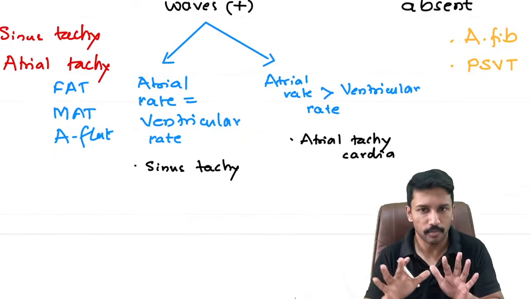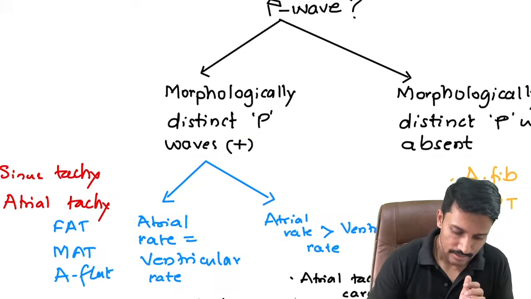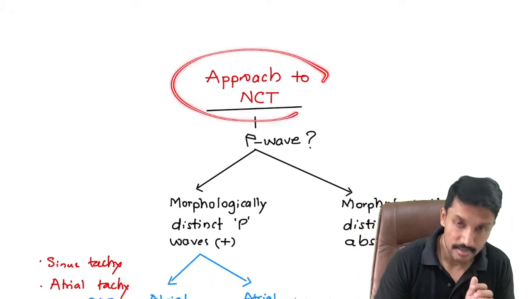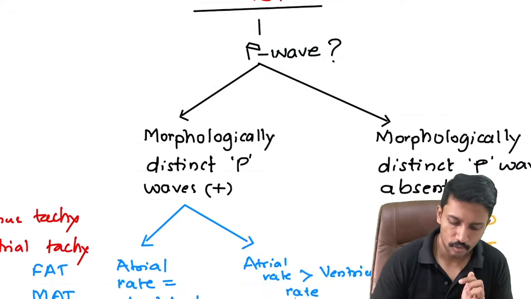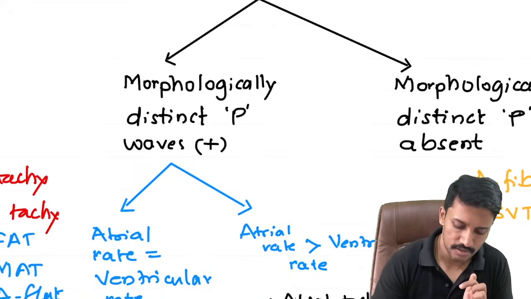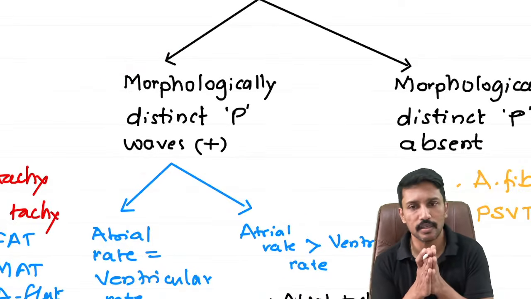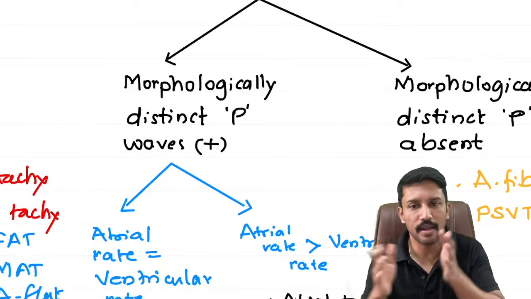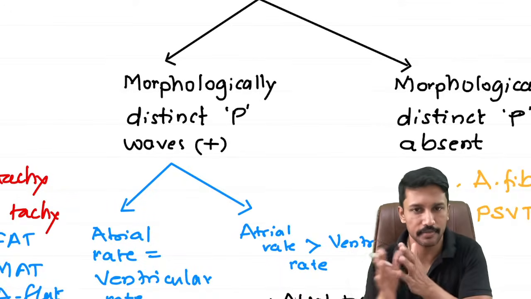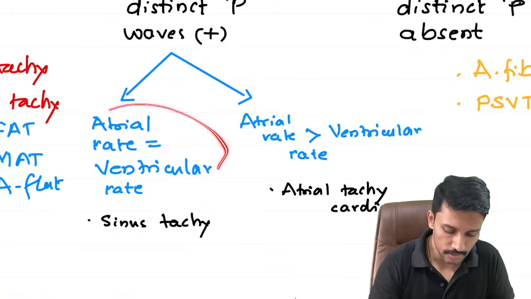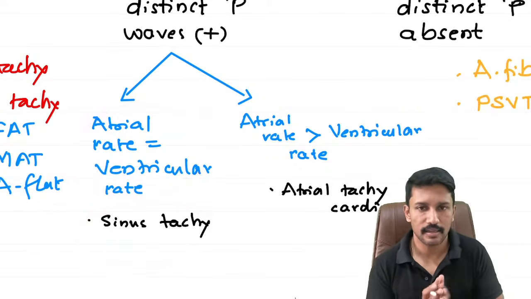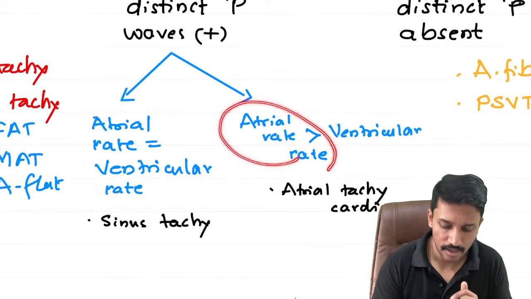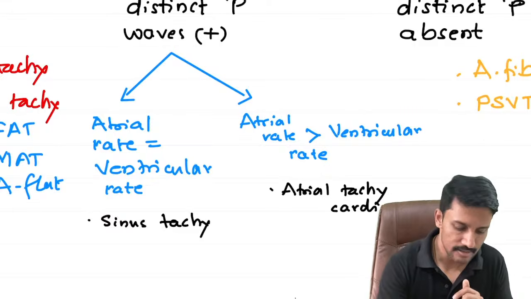Okay, I hope the points are clear. So when I get an arrhythmia, I should first see whether it is narrow complex or broad complex. If it is narrow complex, I should see whether I can get morphologically distinct P waves. If I get morphologically distinct P waves, I will see the ratio of P and QRS, or atrial rate and ventricular rate. If both are equal, it is most likely sinus tachycardia. But if the atrial rate appears to be higher than the ventricular rate, then it is atrial tachycardia.